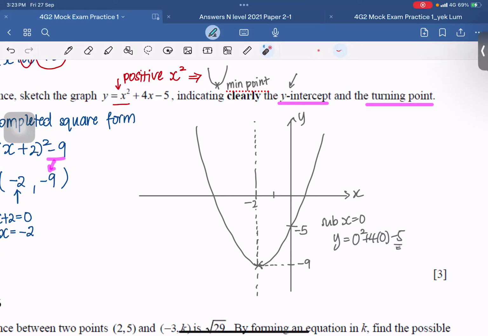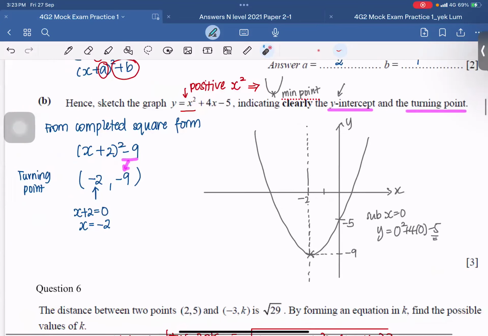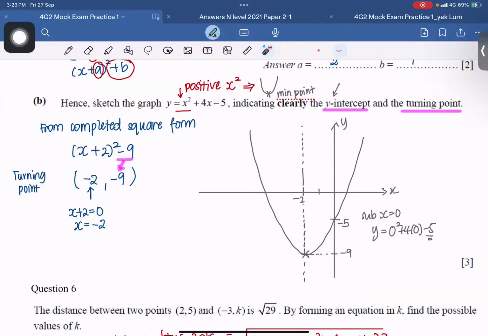Normally in the exam it is 2 marks, but sometimes you'll get 3 marks. Okay, any questions from here? Do you need me to repeat anything?